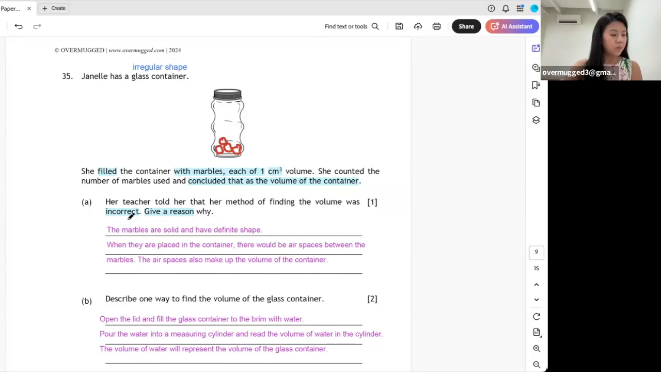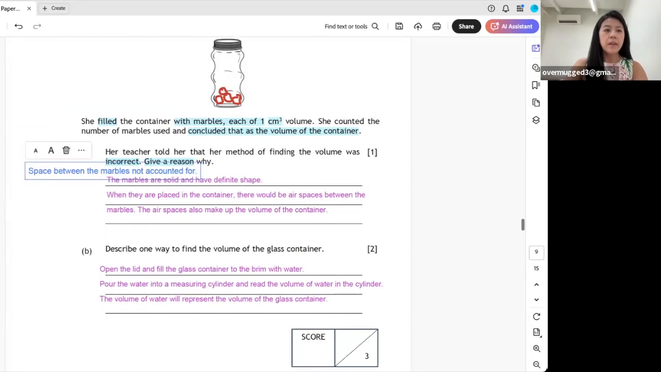Okay, so when you explain, it's simply because marbles are solid and they have a definite shape. So they're not going to change their shape to fit each other very nicely. And when you place them in a container, there'll be air spaces between the marbles. So the key concept here is that the space between the marbles is not accounted for. Okay, so it's not going to be accurate, right?